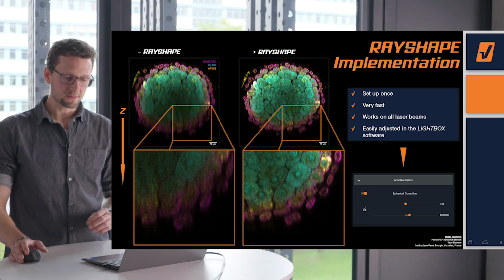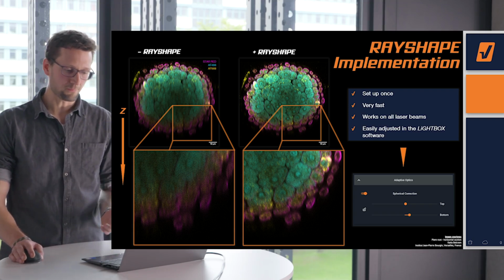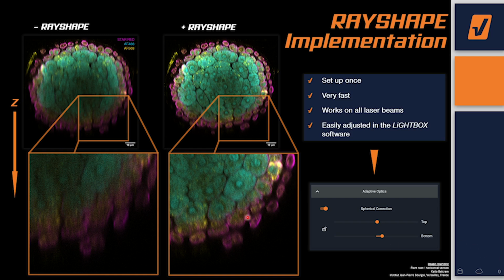And last but not least, it is super easy to optimize within our Lightbox software. You just activate the deformable mirror here, and then you have those two sliders. You have one slider for the top of your sample and one slider for the bottom of your sample. This way you set up a gradient for your correction, so that you have a dynamic correction across the whole sample depth.